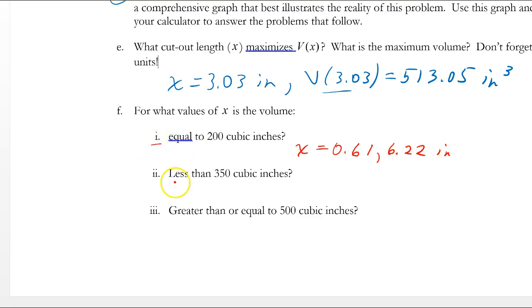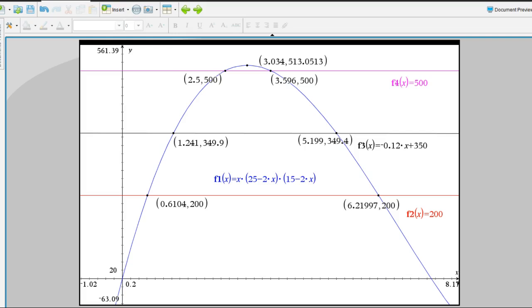Now the second question is, what is the x value, or x values, we should say, to give us less than 350 cubic inches? This is an inequality. We're going to need an interval to answer this question. The technique is going to be the same for the most part. We go back to the graph now. So in our graph, we also need to graph a horizontal line that represents 350 cubic inches. And that line is right here.